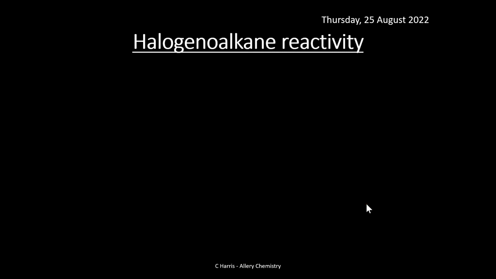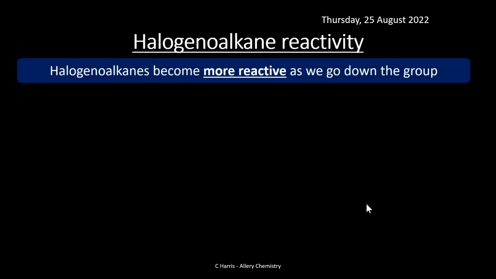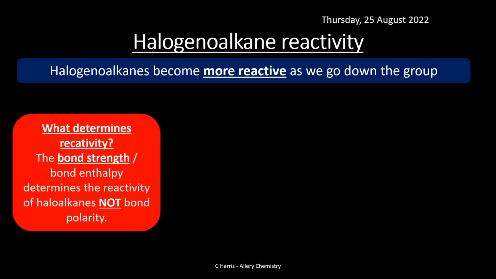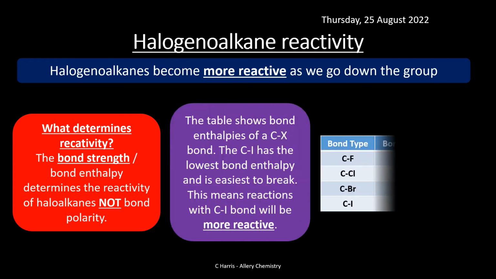Okay, so let's look at some halogenoalkane reactivity. Obviously, we've got to understand the reactivities of these. So halogenoalkanes become more reactive as we go down the group of group 7. So what determines this reactivity? Well, as you've probably seen before in previous topics, it's the bond strength. It's the strength of that bond that determines the reactivity of haloalkanes. It's not the polarity of the bond.